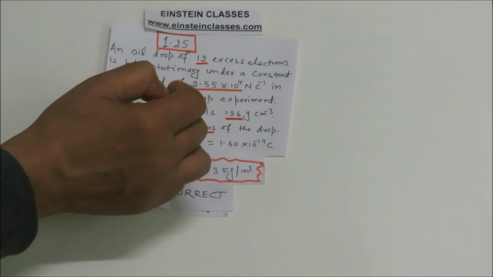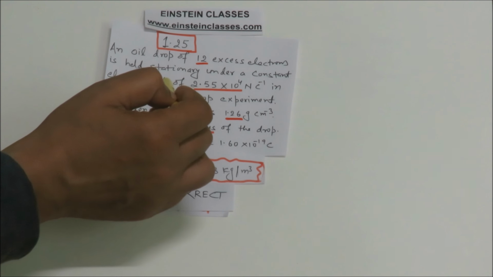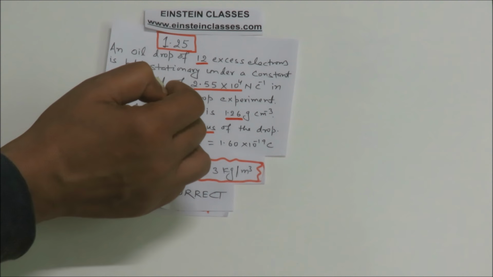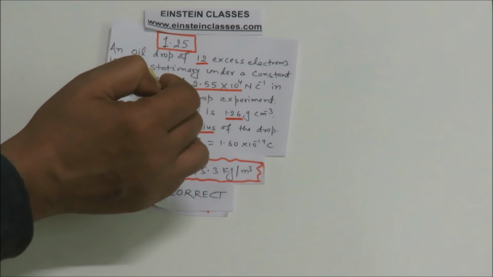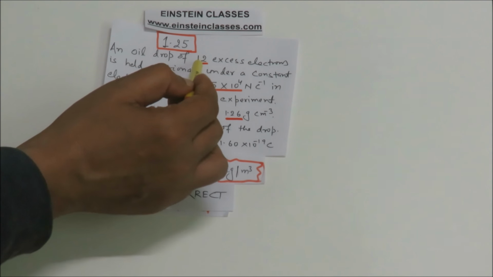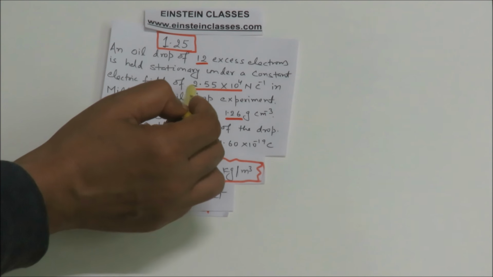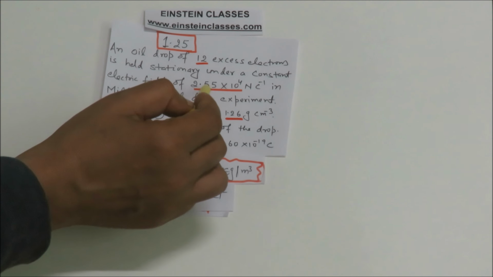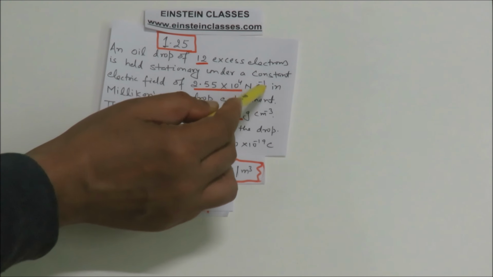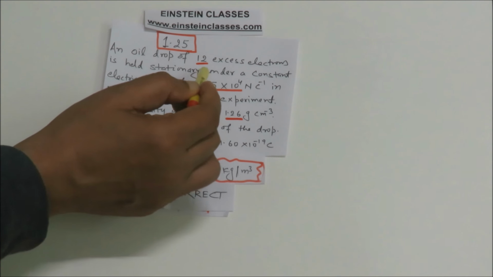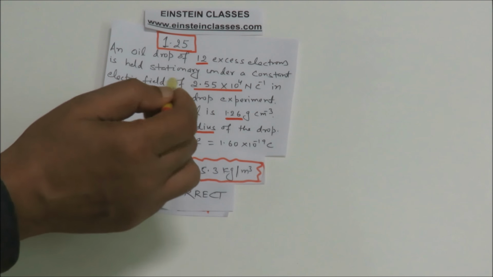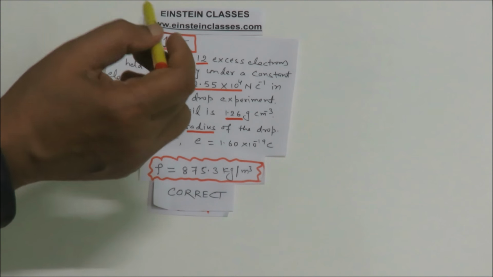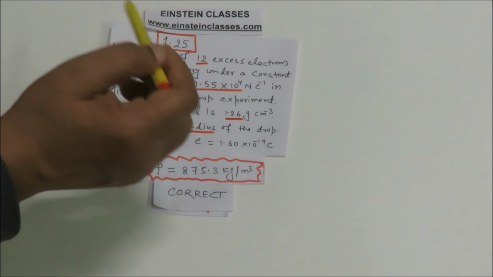Obviously the drop is at rest and the weight mg is acting vertical downward, hence the force acted by the electric field on the drop must be vertical upward, and that force will be equal to QE, where Q is the charge on the drop and that will be equal to 12e, and E is the electric field which is given in the problem, 2.55 into 10 to the 4 Newton per Coulomb. As the drop is at rest, hence QE minus mg will be equal to 0, and from this we can calculate the value of mass m.